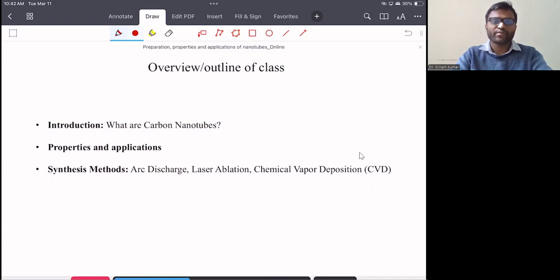And then after, we will learn the important methods of carbon nanotube synthesis. So we will learn three different techniques. One is the arc discharge method, second is the laser ablation technique, and the third is the chemical vapor deposition technique. Though I already explained these methods of nanomaterial synthesis in the synthesis part, again I will explain in more detail for carbon nanotube synthesis.